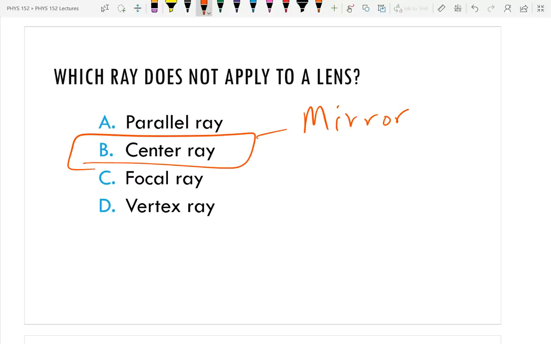The center ray is a ray that goes from the center of curvature of a mirror to the mirror. By definition of a sphere, it hits the mirror at an angle of incidence of zero. Our law of reflection says the angle of reflection is equal to the angle of incidence, so it reflects straight back on itself. That's what the center ray is. But it only works for a spherical mirror.